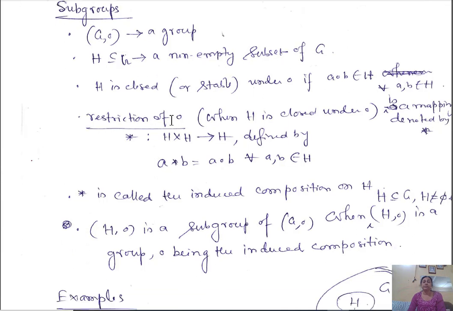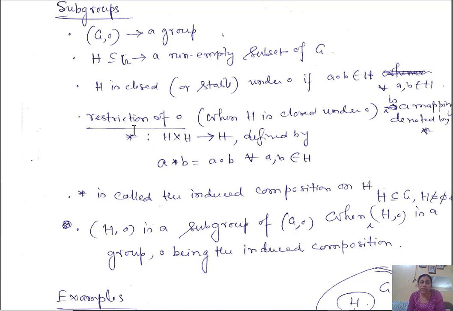Now this H together with this composition ∘ is said to be a subgroup of (G, ∘) if H is a non-empty subset of G, and this ∘ is essentially the restriction of this ∘. Restriction in this sense: the restriction of ∘ is a mapping denoted by star. It is defined only when H is closed under ∘.